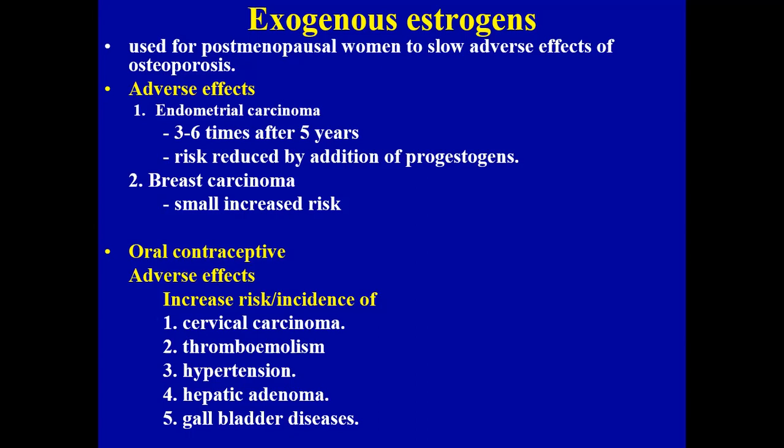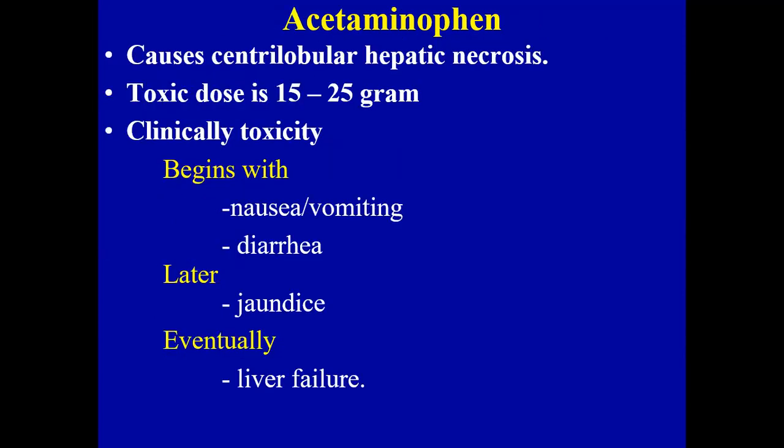الأورال contraceptive pills الادفيرس افكت مالتها هو increased risk أو incidence of cervical carcinoma, thromboembolism, hypertension, hepatic adenoma, and gallbladder disease. Acetaminophen اللي هو الباراسيتول يسوي لنا centrilobular hepatic necrosis, toxic dose between 15 to 25 gram. Clinical toxicity begins with nausea, vomiting, and diarrhea. Later on, there will be jaundice and eventually leading to hepatic failure.